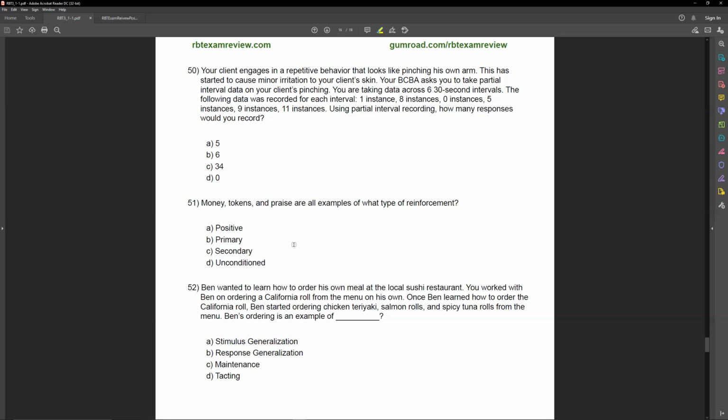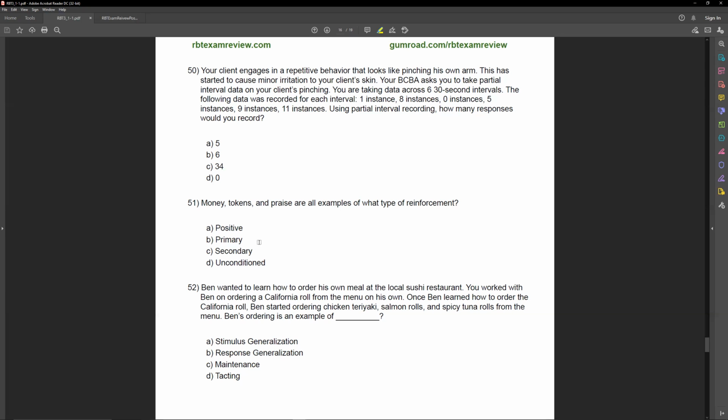B, primary. What is a primary reinforcer? A primary reinforcer is a reinforcer that is reinforcing without any learning history. Okay, we're just innately born being reinforced by these items. That could be food, that could be water, that could be warmth, right? Money, tokens, and praise are not primary reinforcers, okay? They need some sort of pairing, they need some sort of conditioning, okay, to make them reinforcing.